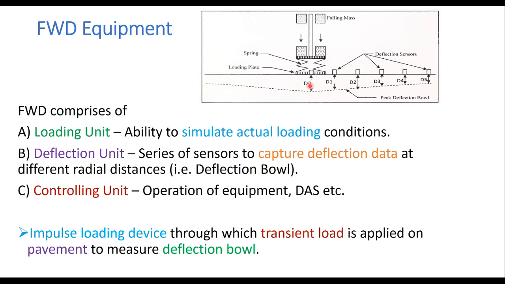Although in this figure only 6 sensors are shown, it can be up to 9 also, and generally a minimum of 7 sensors are required. And then we need a controlling unit which will operate the equipment and data acquisition system, and also this impulse loading device through which this transient load is applied on the pavement to measure the deflection bowl. So this is what an FWD consists of.